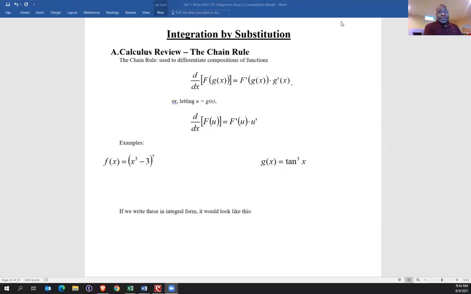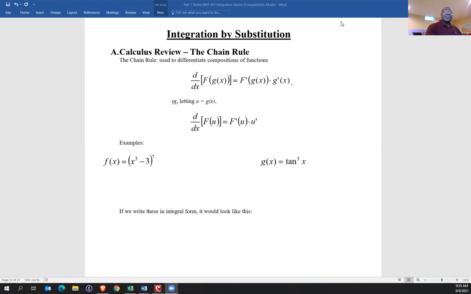Hello, everybody. So today we're going to look at one of the first techniques of integration, which is integration by substitution. Now, one of the things that you're going to notice when you learn about different techniques of integration is that more often than not, many of the techniques of integration are based on rules of differentiation. And the substitution method is no different. So the substitution method is based on the chain rule for differentiation.